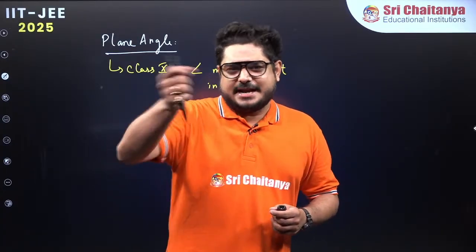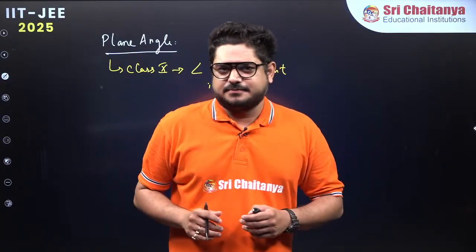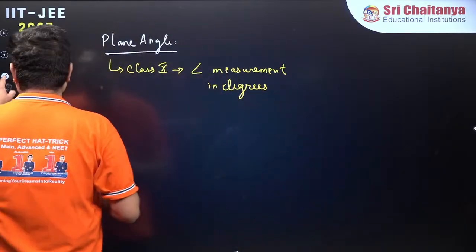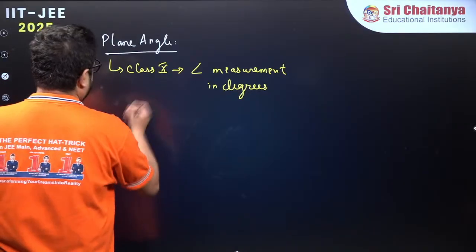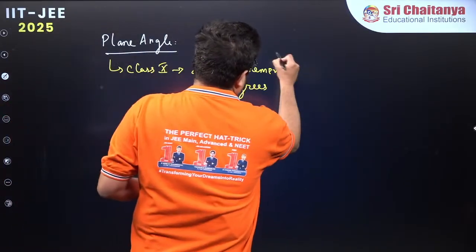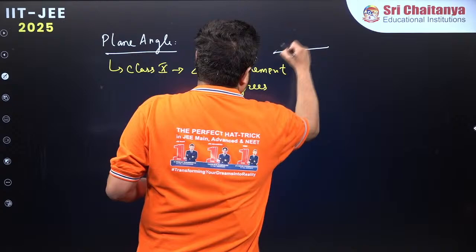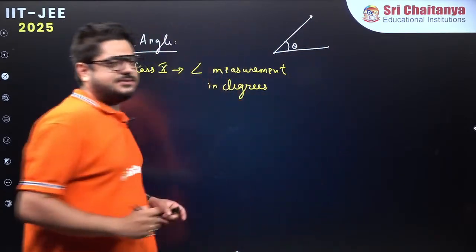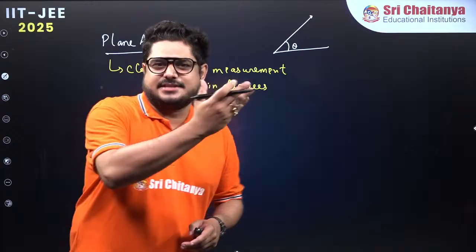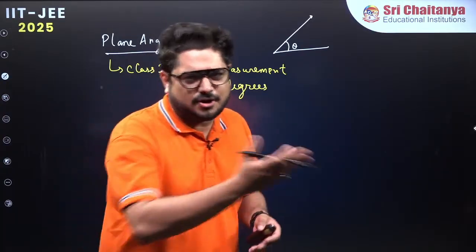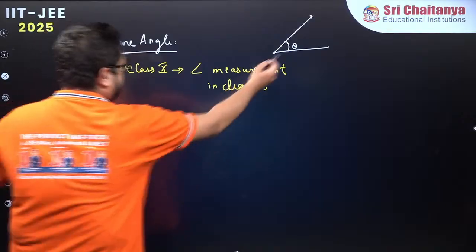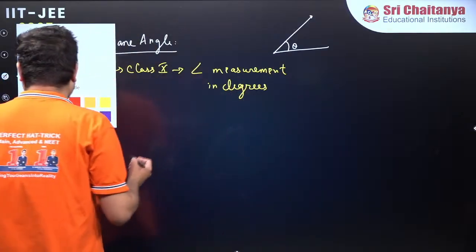Plane angle is a supplementary unit. We will be calling these supplementary units, okay? So I will write down what a plane angle is. It's an angle measured by a line segment with respect to another line segment, or let's say the line segment makes some angle with the horizontal or the vertical. So this theta is a plane angle, isn't it?